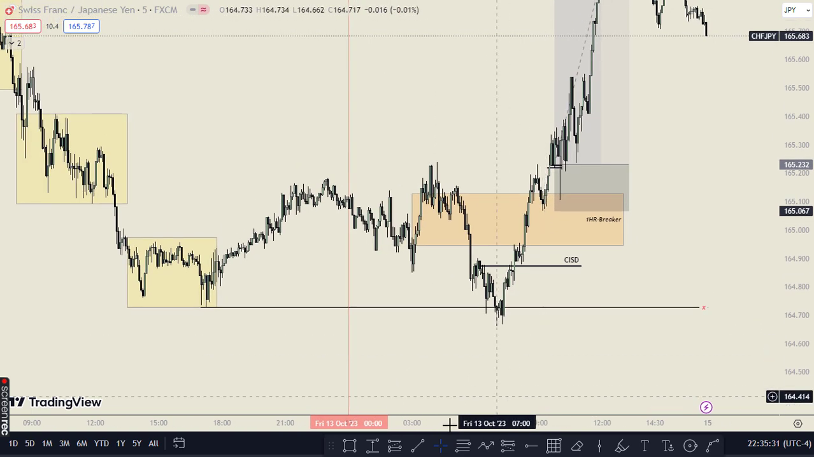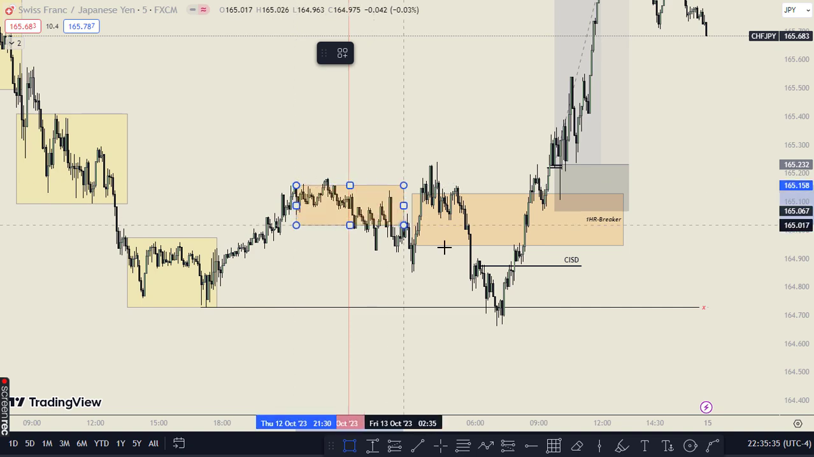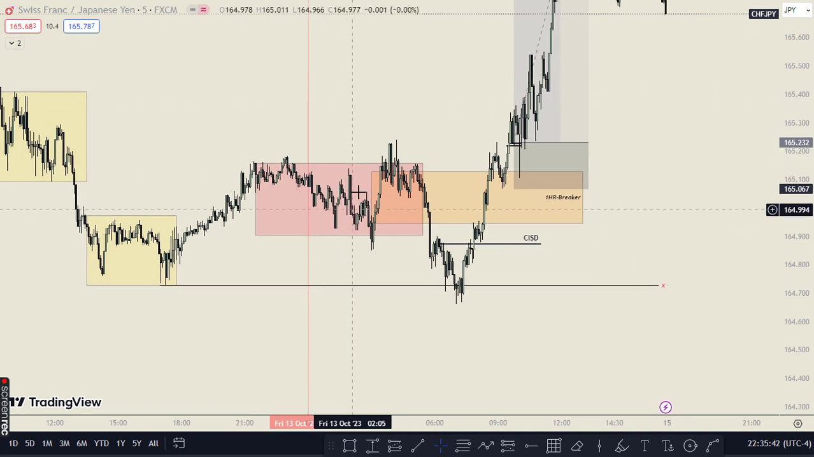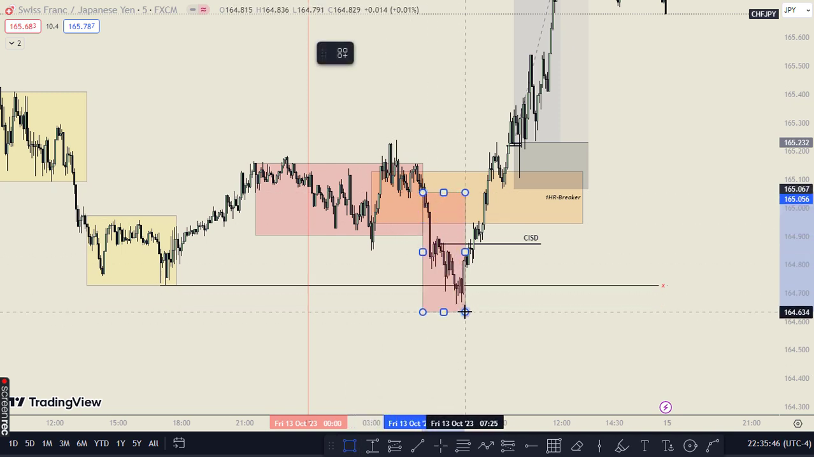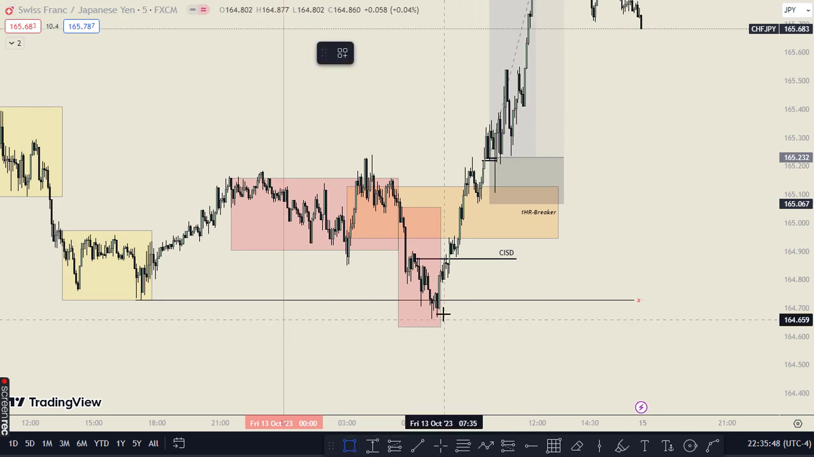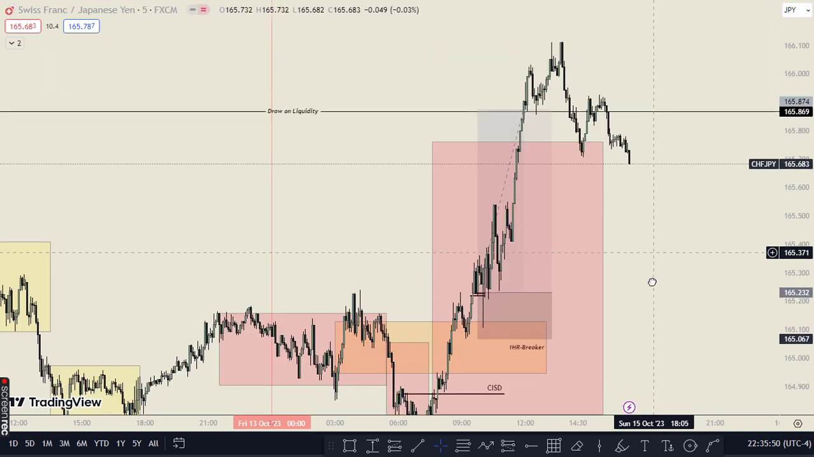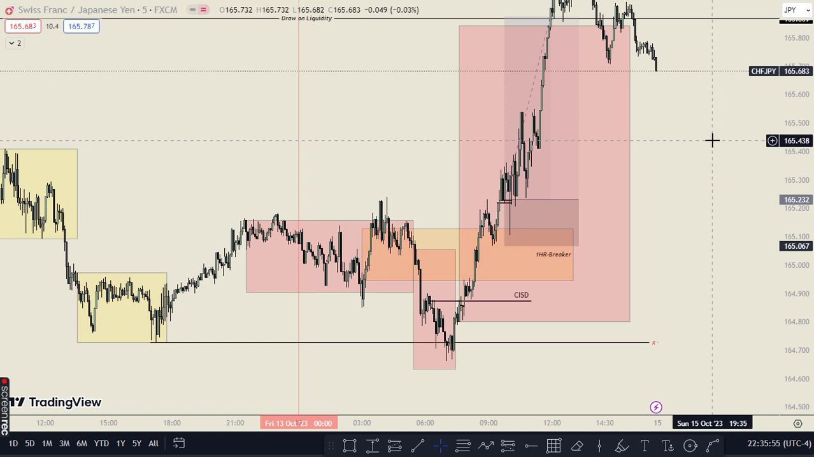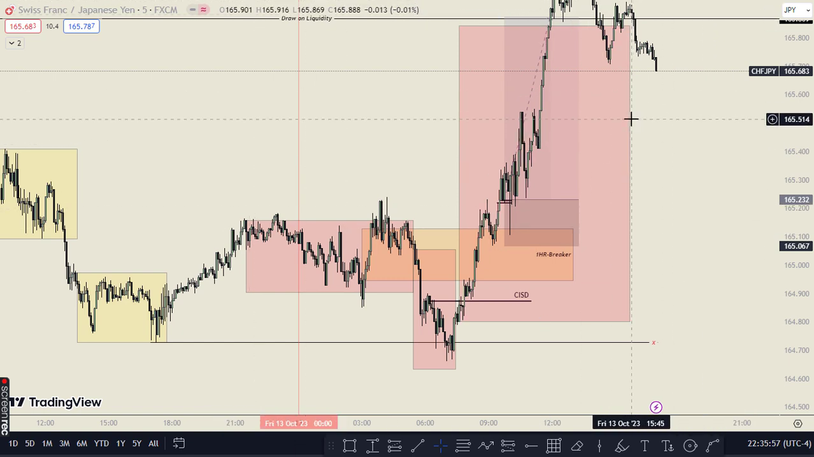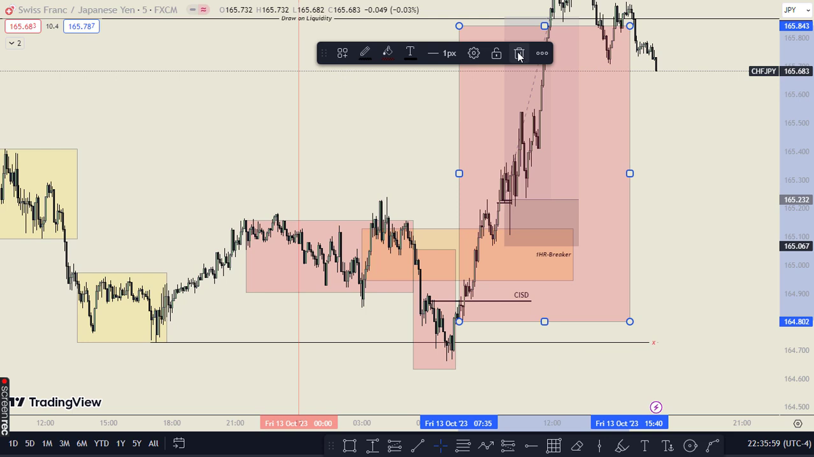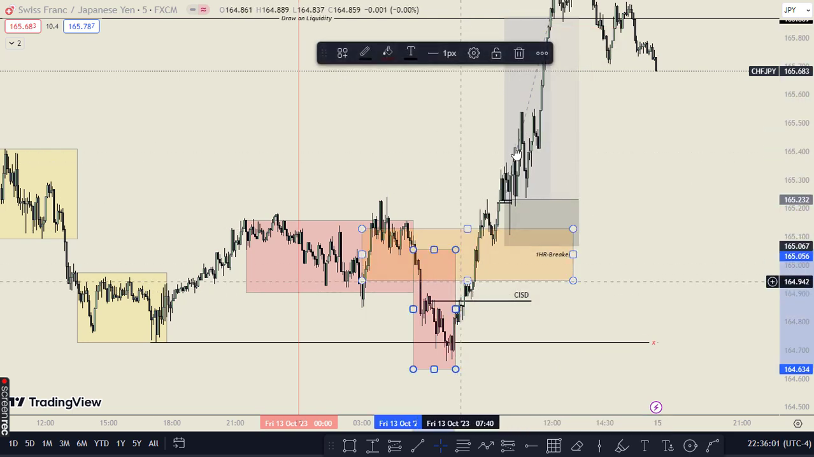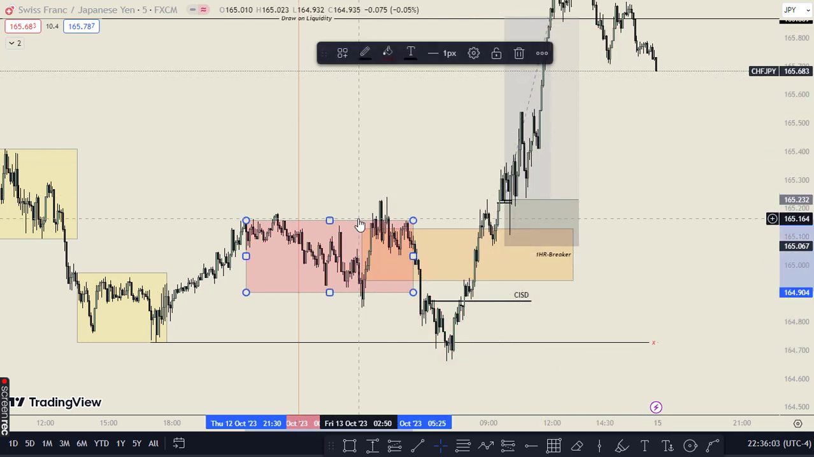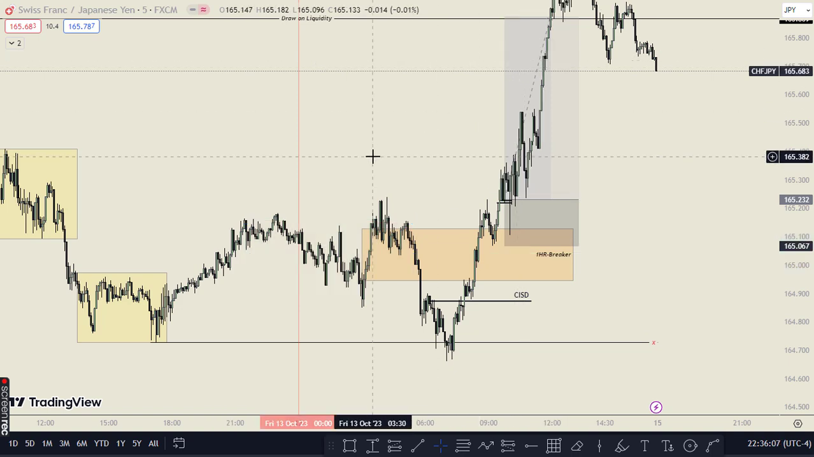And we can also see that we have the power of 3 concept. So here we have that consolidation or accumulation. Here we have manipulation, and finally that expansion or distribution to the upside. So this is perfect. Everything is aligned with each other, and we are reading what the market is telling us instead of what we think or what the trading plan is dictating.